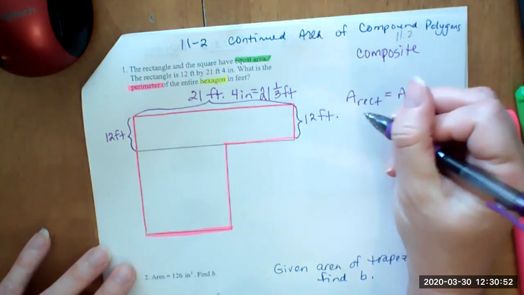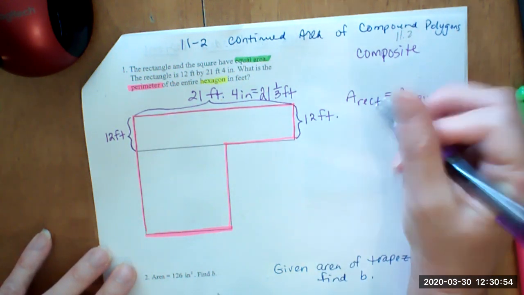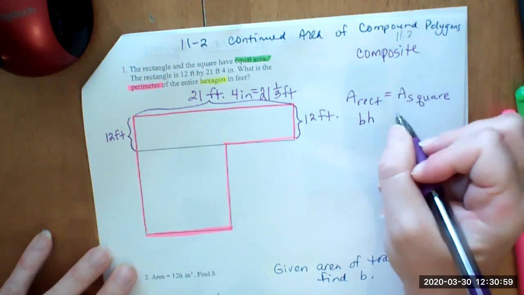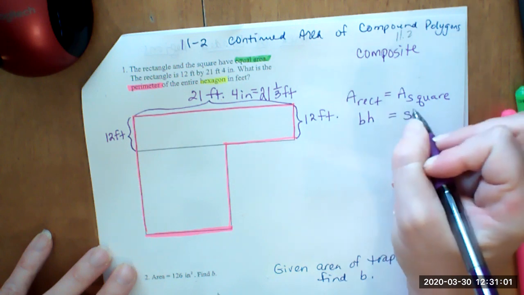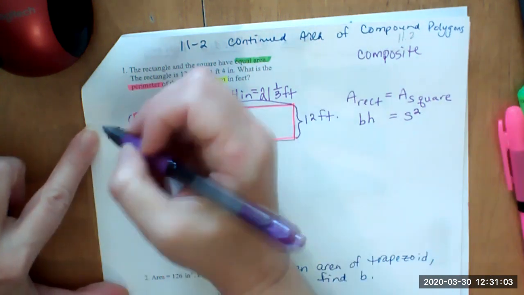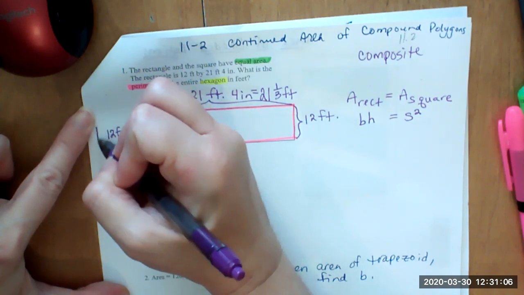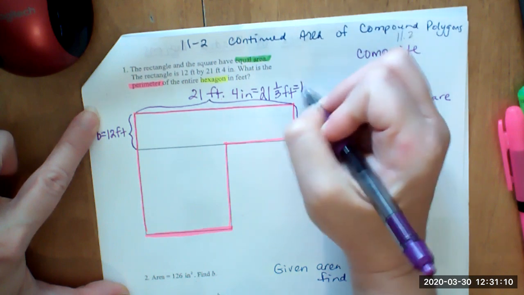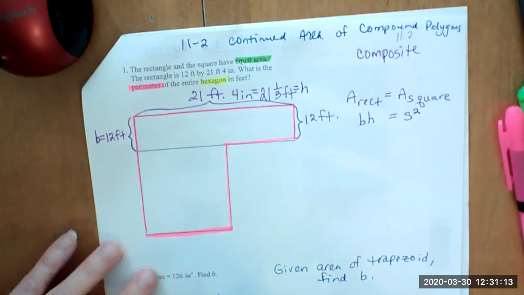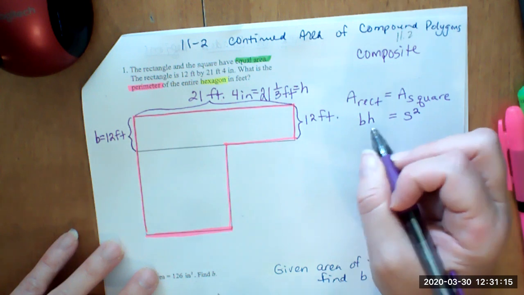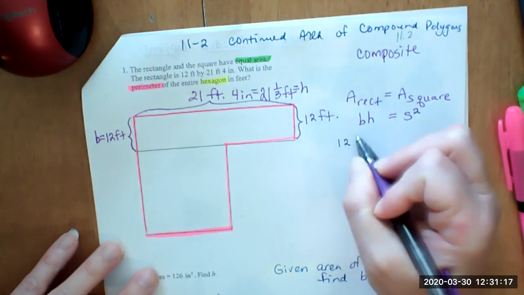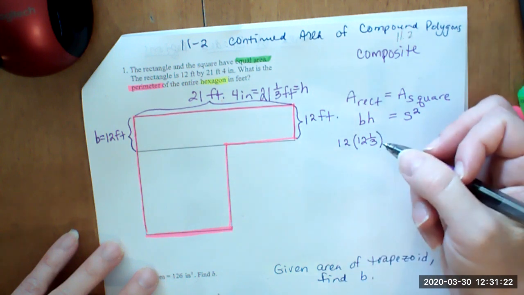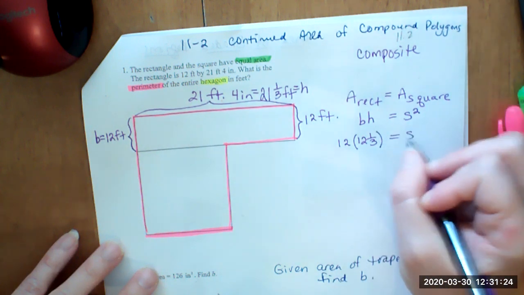We know that the area of the rectangle is going to be its base times its height. And the area of the square, of course, is going to be its side squared. So, if I wanted to, I could call this length the base, this length the height, or vice versa. It doesn't make any difference. So I'm going to calculate that area. I've got 12 times 21 and a third. Okay? And I know that's going to be equal to the side squared, right?